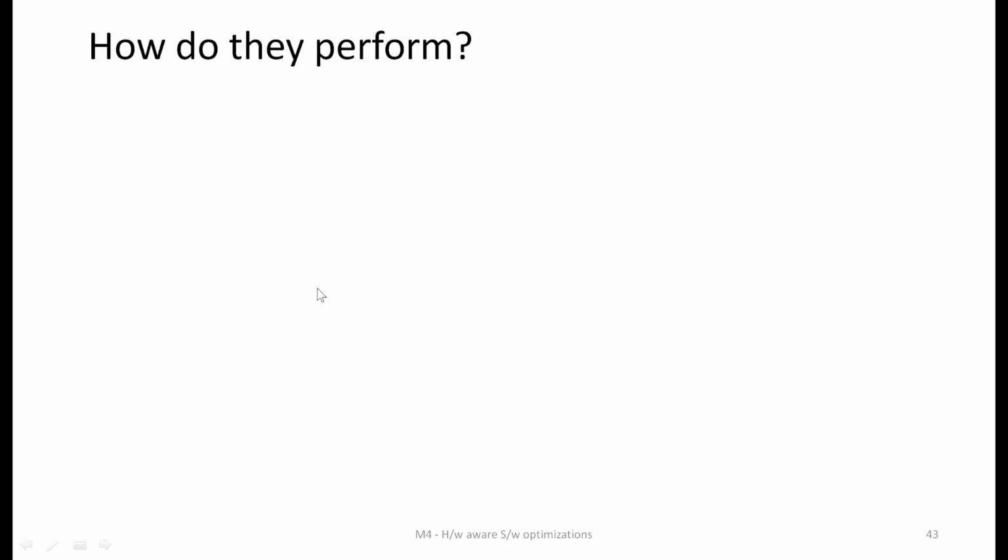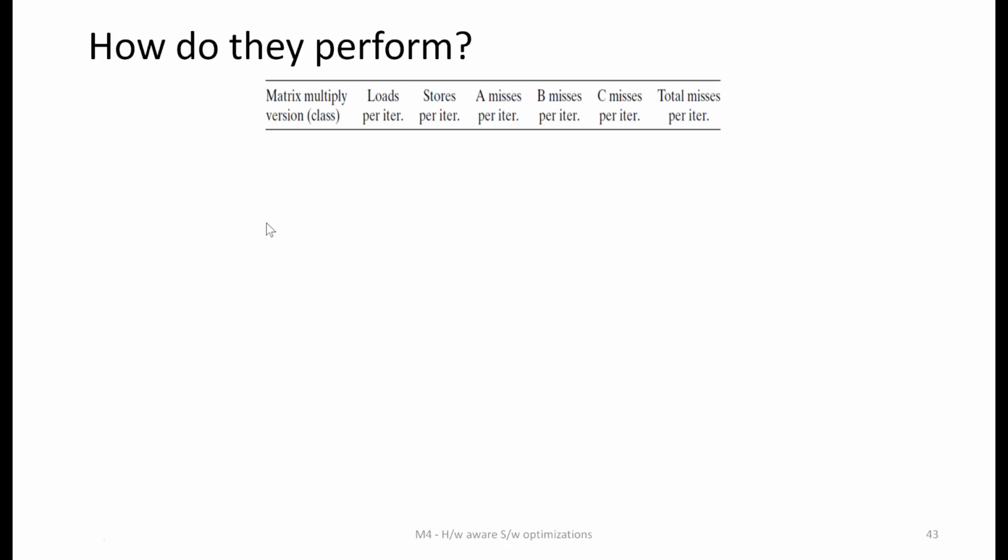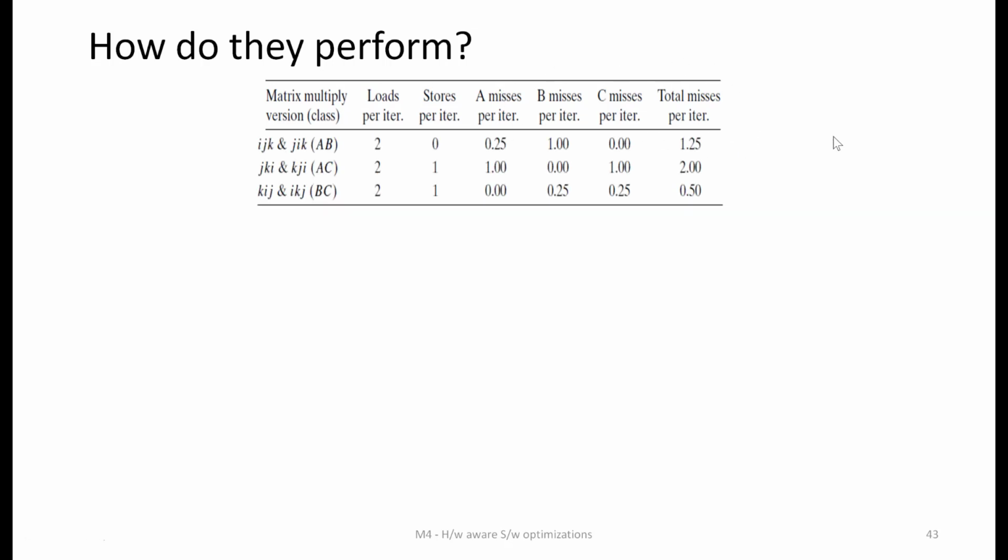Now, if you look at the overall picture, let's look at a small table wherein we have summarized everything. In the first column, we have the version. The second column is the number of loads per innermost iteration, followed by the number of stores, followed by the number of misses in accessing matrix A, B, and C, and the overall total number of misses per iteration.